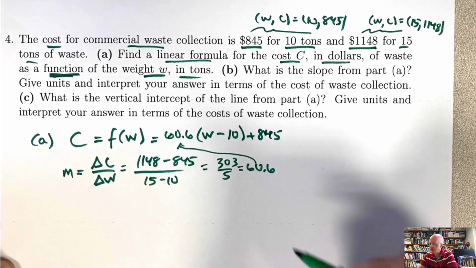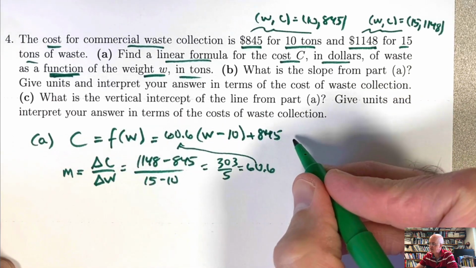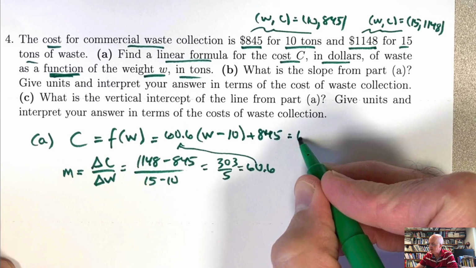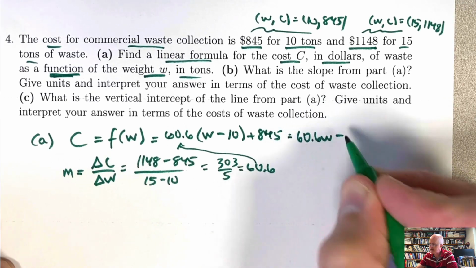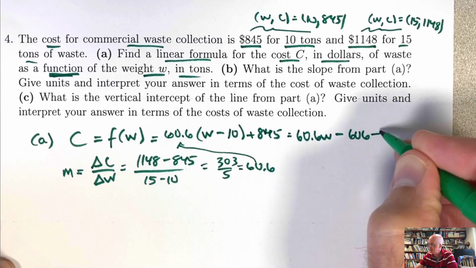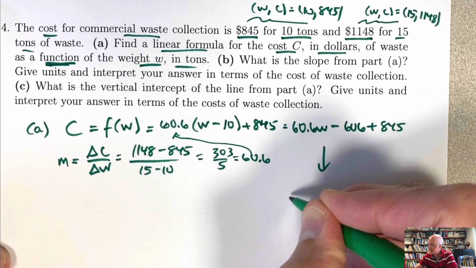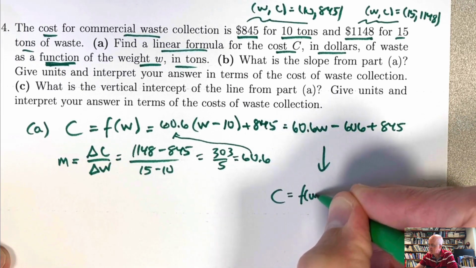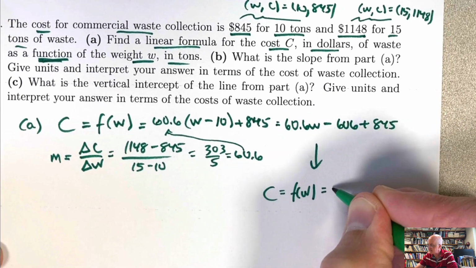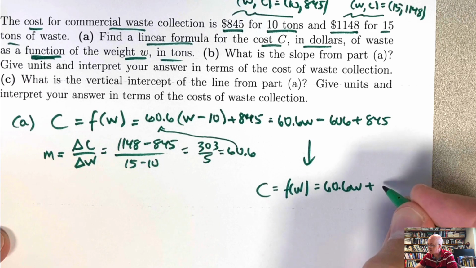That is the formula for c as a function of w, but let's get it into the standard slope-intercept form. So I'll get 60.6w minus 60.6 times 10 is 606, plus 845. So ultimately we get c equals f of w equals 60.6w plus 845 minus 606. Can I do that in my head? That would be 200 and what? 239?